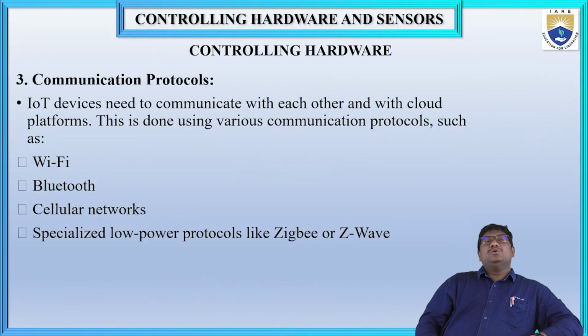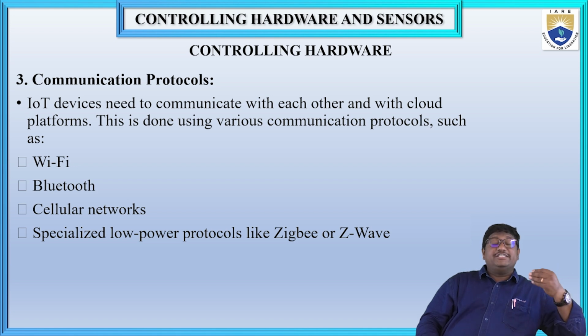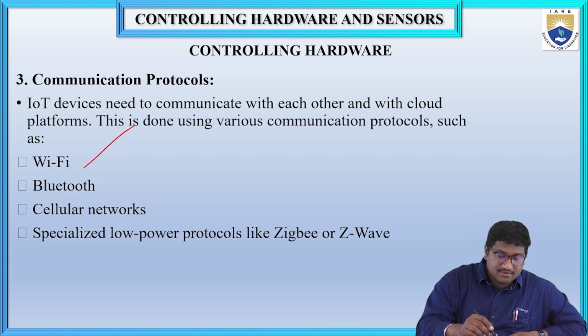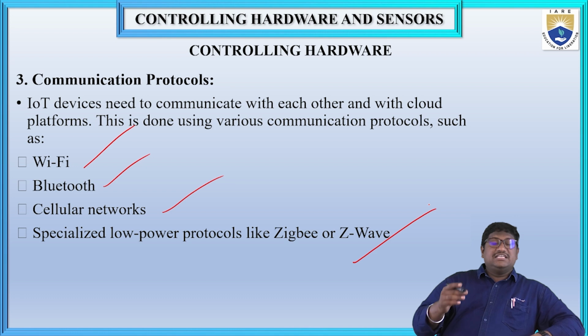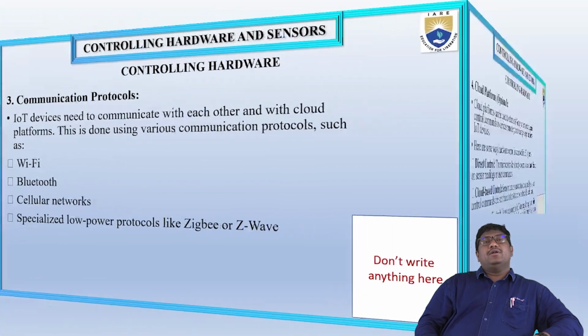Coming to the third one, which is communication protocols. As we discussed in our previous sessions, in the module called IoT communication protocols, IoT devices need to communicate with each other by using a cloud platform. This can be done by using various types of communication protocols such as Wi-Fi, Bluetooth, cellular network, and specialized low power protocols like Zigbee and Z-Wave. These are the different kinds of communication protocols which are used in controlling hardware.